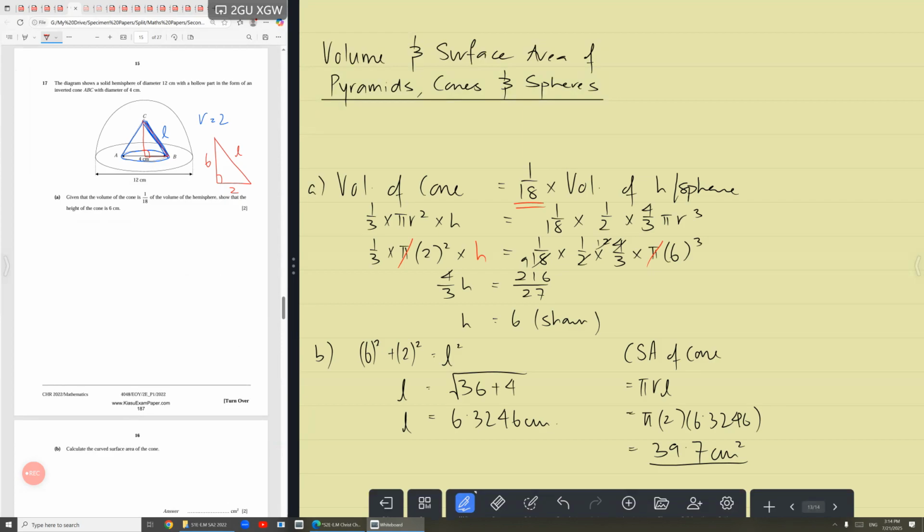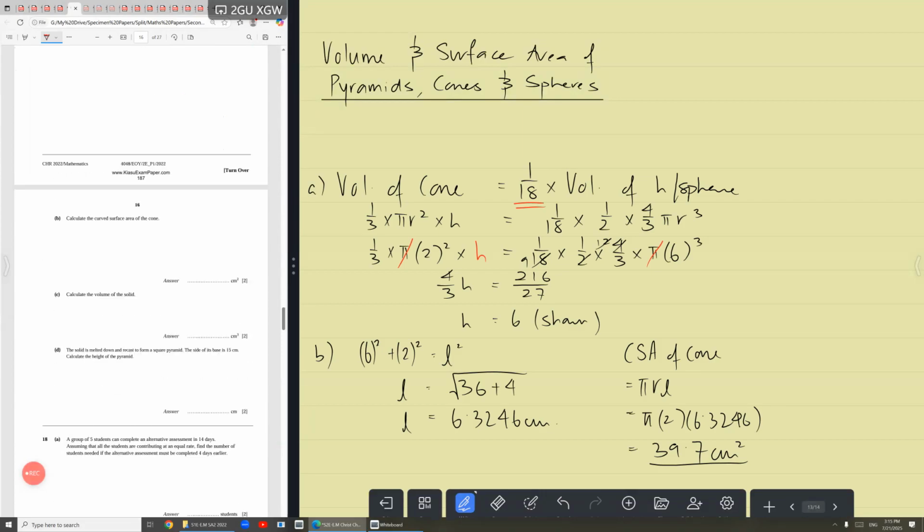Again, we need to utilize the fact about Pythagoras theorem. We can get the slant height, or the height, or the radius by applying Pythagoras theorem in our diagram. Okay, let's look at part C, volume of the solid.